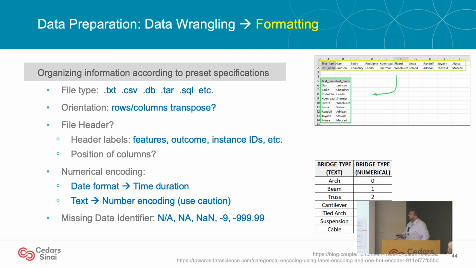Next up, formatting. Really basic. Organizing information according to preset specifications. All this really is, when you're going to use a specific machine learning algorithm or piece of software, is your data set in the right format for it to work with? Does it have the right file type? Is the data in the right orientation? Do you need to transpose rows and columns?